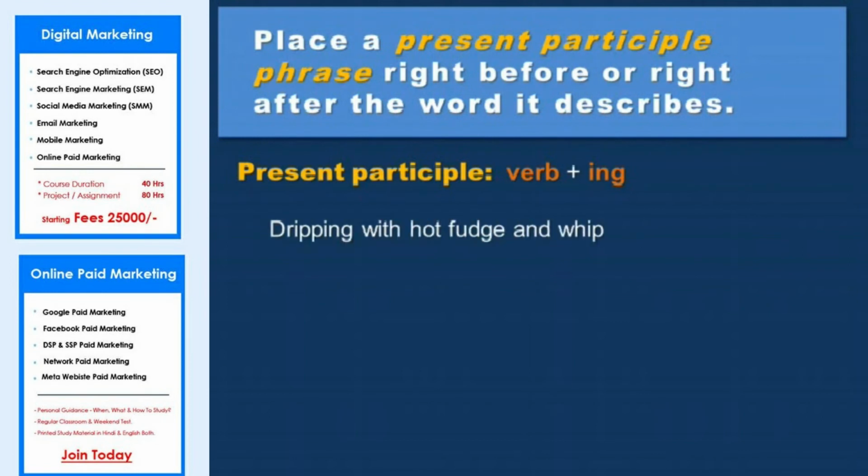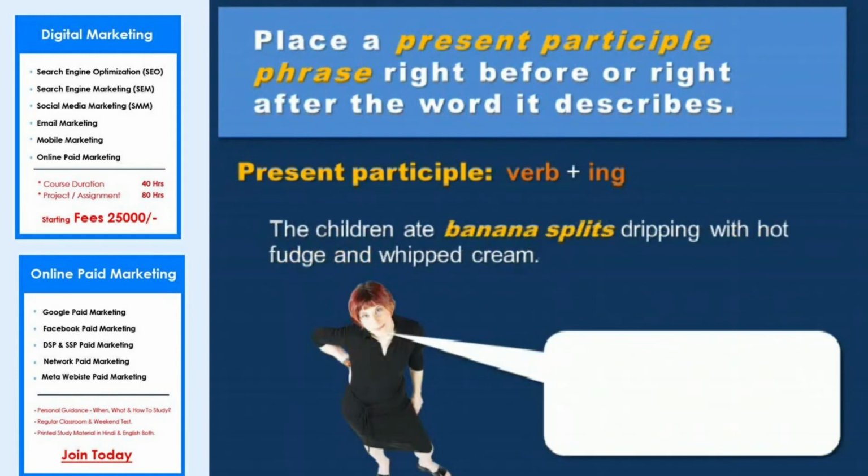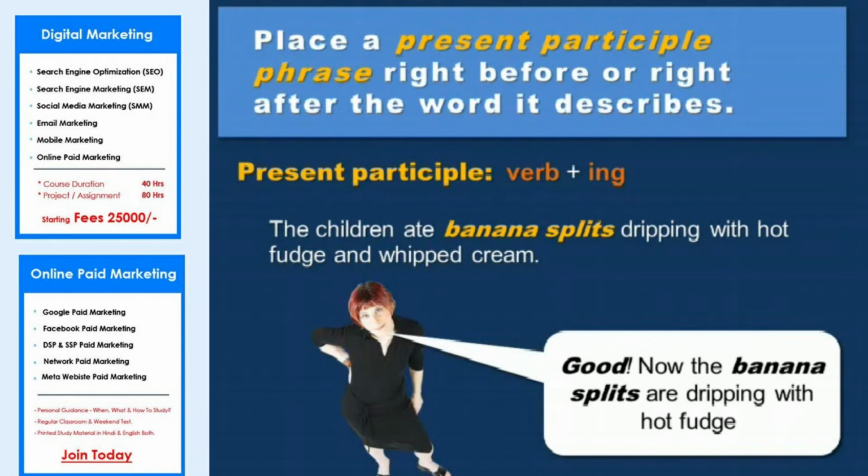Dripping with hot fudge and whipped cream, the children ate banana splits. Were the children dripped with hot fudge and whipped cream? No, it refers to banana splits and not to the children. So, verb plus ing form, that is the present participle form, should come closest to the noun that it modifies. The correct answer here would be: the children ate banana splits, dripping with hot fudge and whipped cream. Now this sounds good because it's the banana splits which are dripping with the hot fudge and not the children.